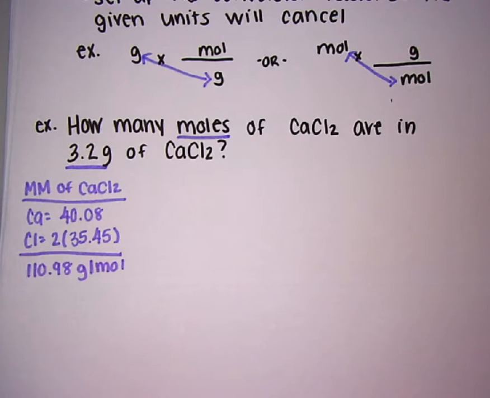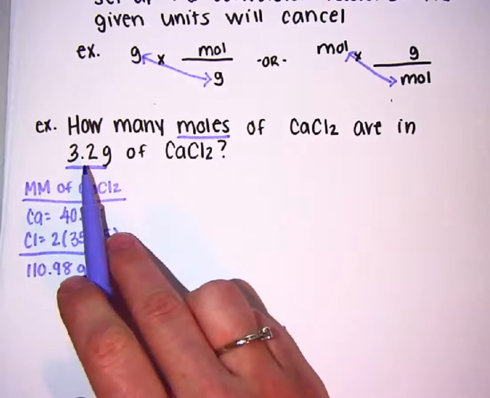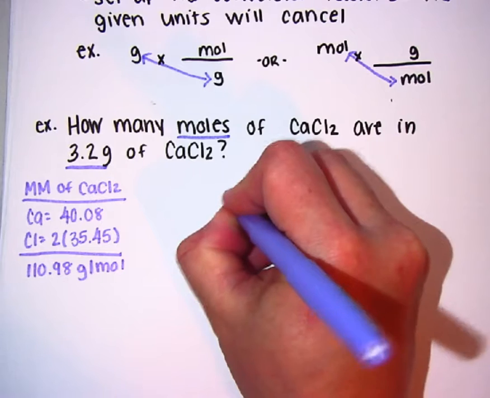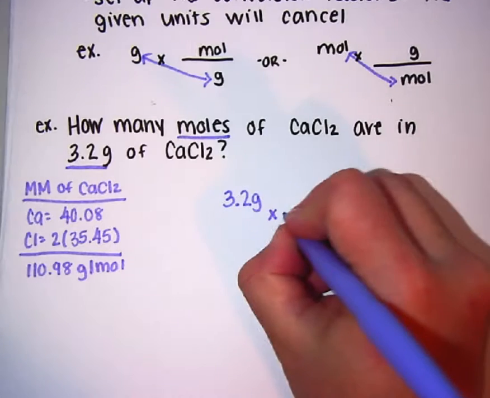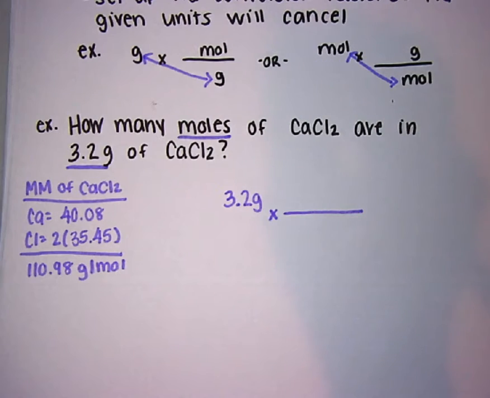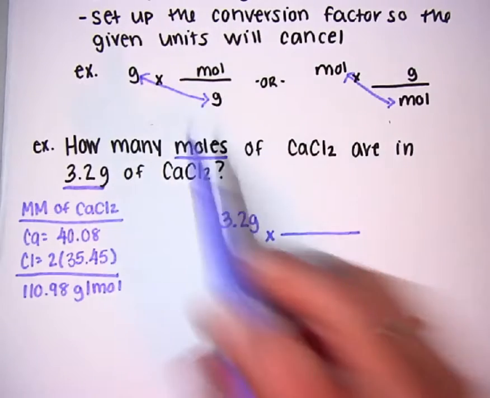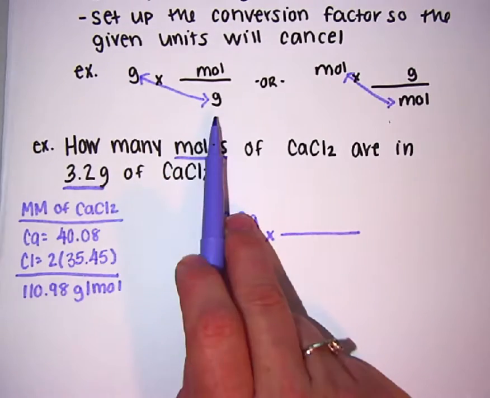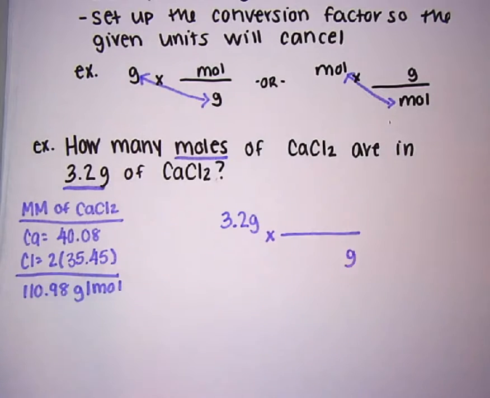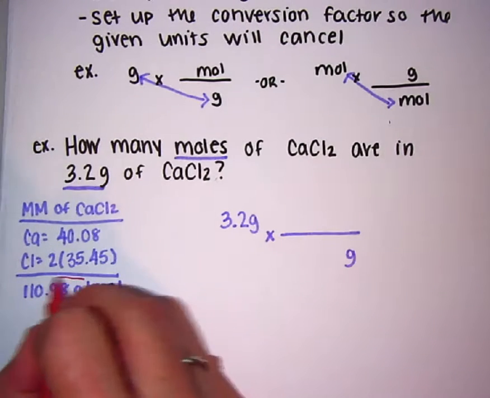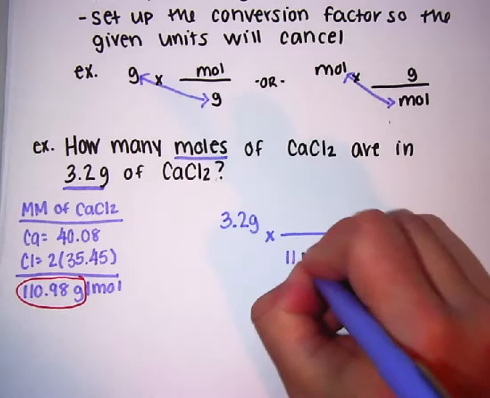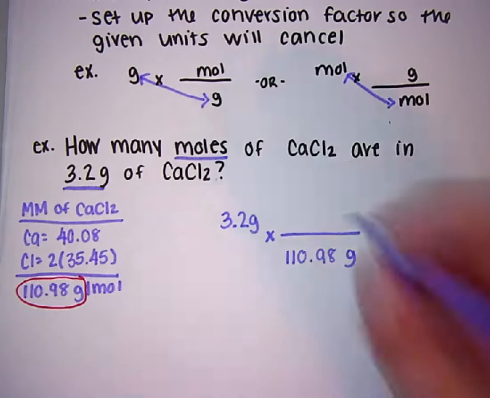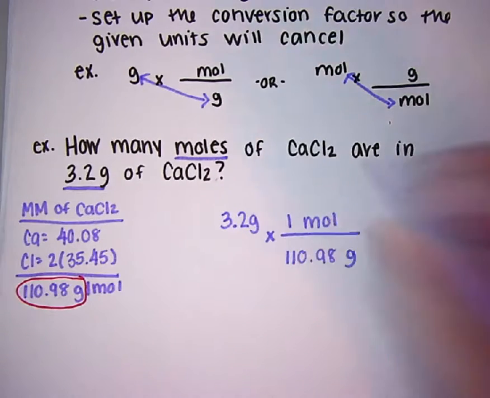Alright, so we said that you are always going to start with the given. So the problem gives us 3.2 grams. And we are going to set up a conversion. And we want to set it up so the given units will cancel. So if I'm starting with grams, grams will go in the denominator. Calcium chloride, there are 110.98 grams per every 1 mole of calcium chloride.